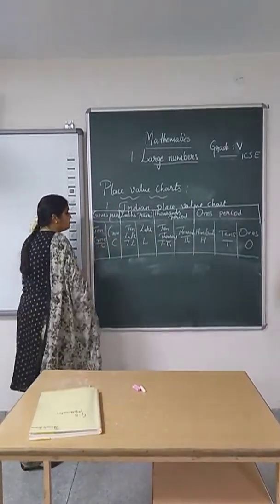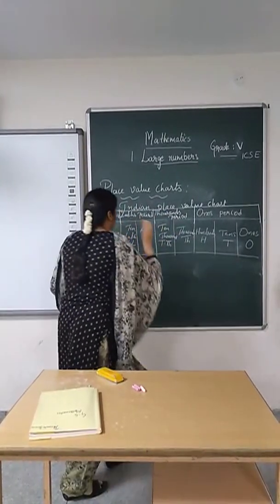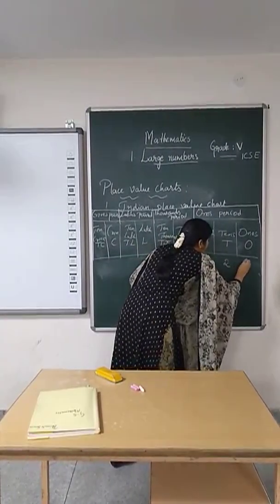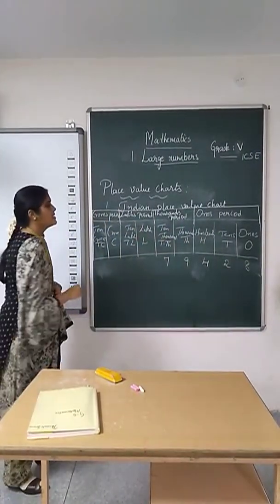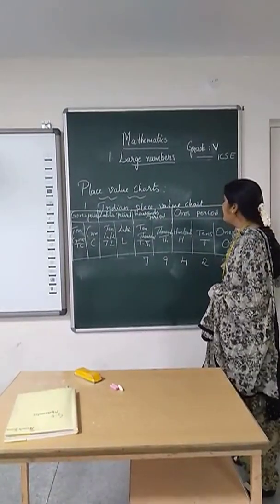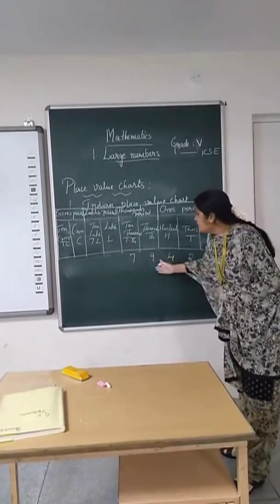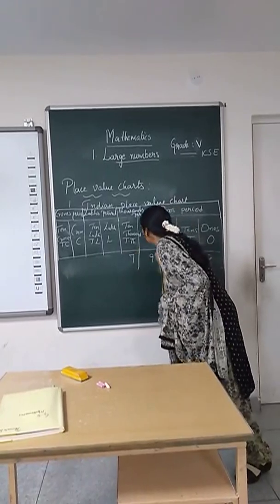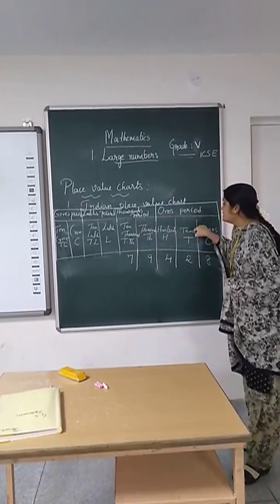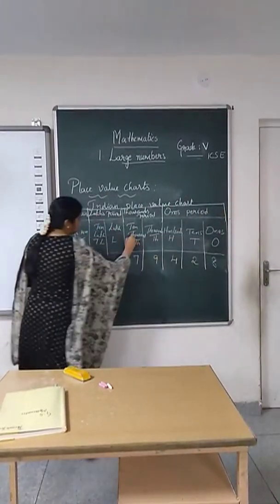And supposing if I write a number here, say, how to read this number. I told you in the beginning itself, every digit in a number will have its own place and its own value. Likewise here, these digits have been placed in a particular place. That is, 8 is in ones place, 2 is in tens place, 4 is in hundreds place, 9 is in thousands place, and 7 is in 10,000s place.